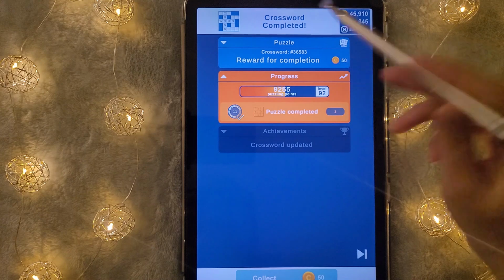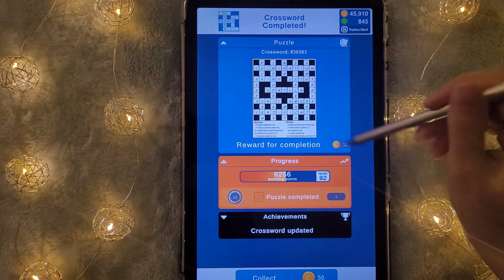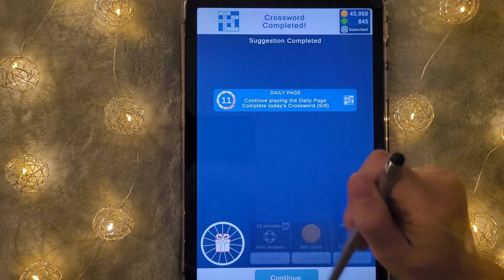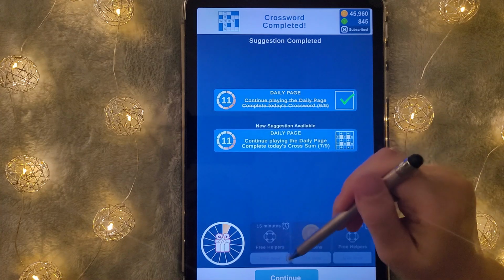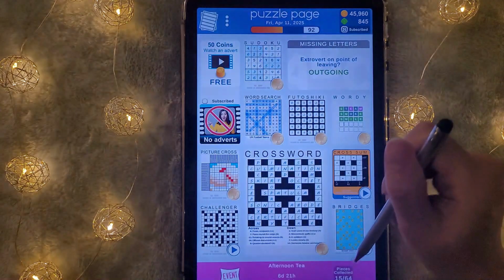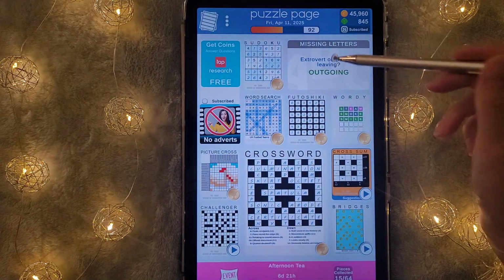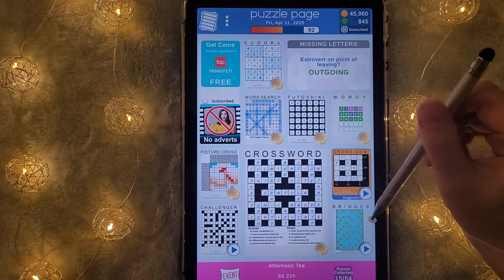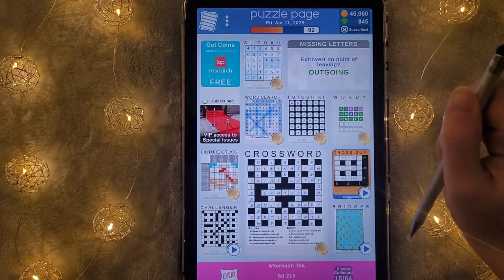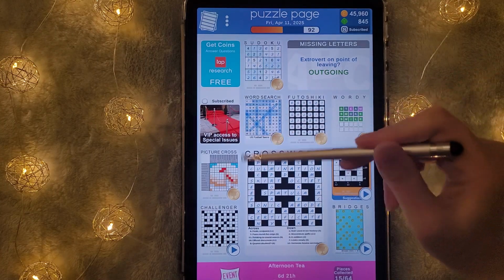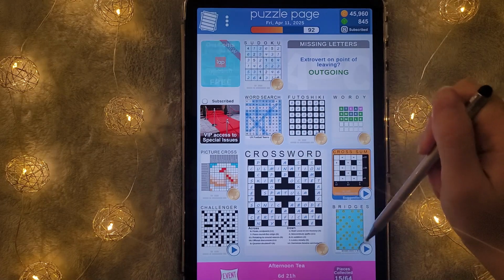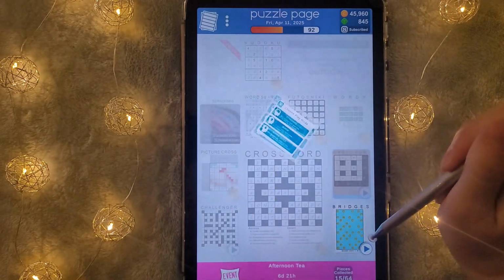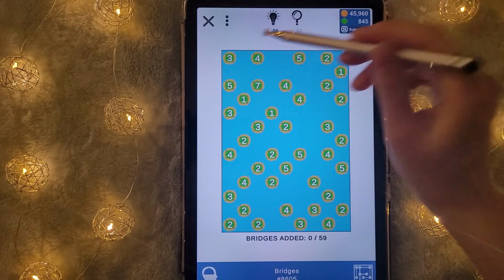Alright, but we finished our crossword. So let's collect our coins. And let's continue on to cross them usually takes me a while, so we just did the crossword. Let's jump over to bridges. I like bridges. I feel like it's usually quick and easy.